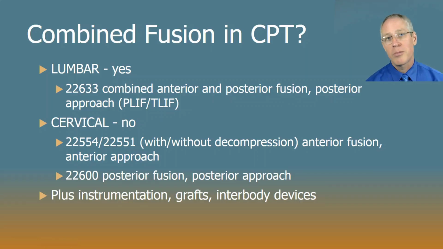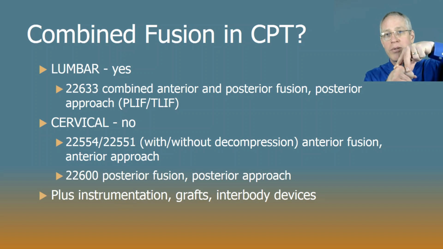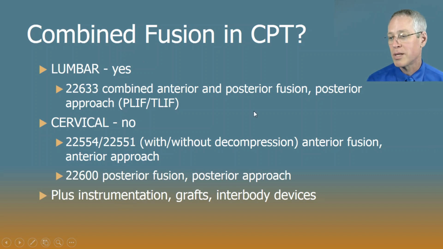Now, here's a couple of challenges. Combined fusion in CPT. We'd never do this in PCS, but in CPT we can, in the instance of a lumbar. Because, as I mentioned, to acquire that tripod fixation arrangement of the anterior column and the posterior facet joints, commonly both are fused at the same time. Indeed, there's a CPT combination code for those, 22633. And it's pretty easily described in the CPT descriptor: combined anterior posterior fusion, posterior approach.